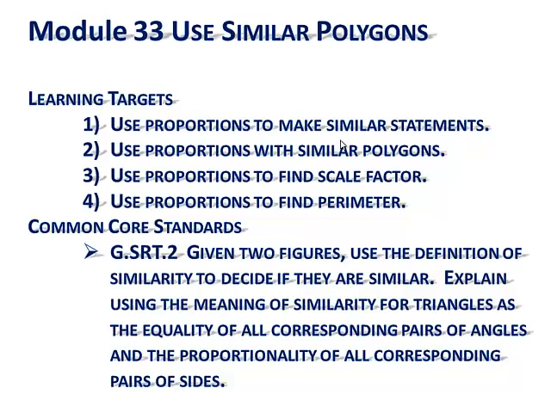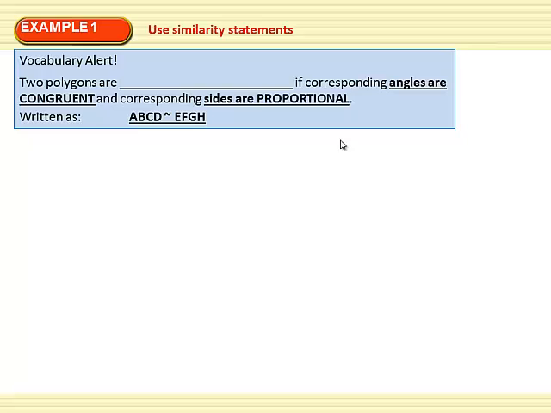All right, this is module 33, use similar polygons. So, first thing we have to go over is two polygons are going to be similar polygons if their corresponding or similar positioned angles are congruent, and the corresponding sides, similar positioned sides, are going to be proportional.